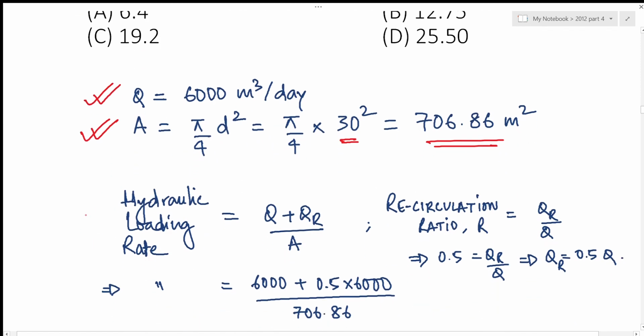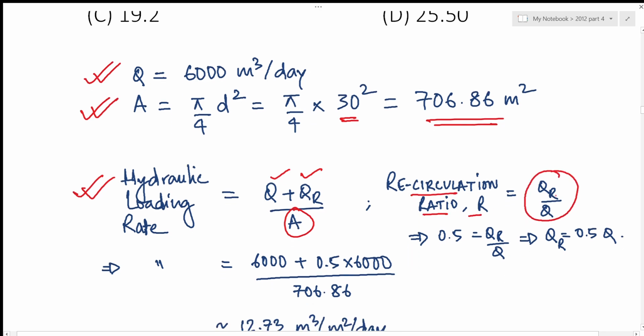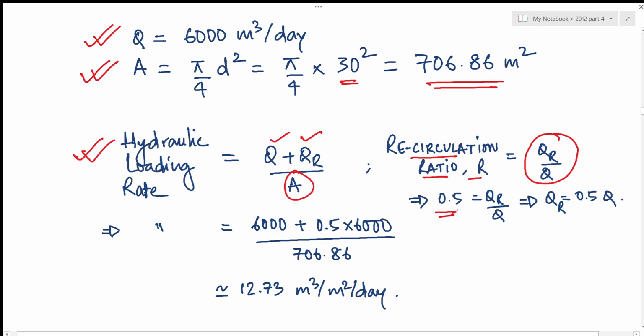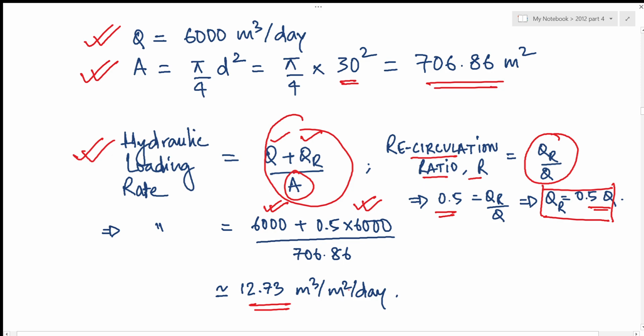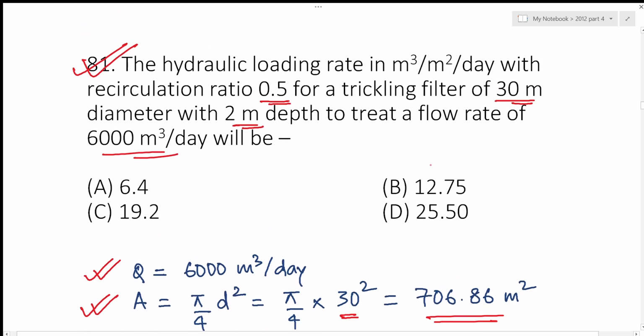Also, the hydraulic loading rate is given by Q plus QR by area, where the recirculation ratio is given by QR by Q. Just replace the recirculation value here, 0.5 equals QR by Q, and QR comes out to be 0.5 Q. So just replace the values in this particular formula, and the hydraulic loading rate would come out to be 6000 plus 0.5 times 6000, because QR is 0.5 times Q, divided by area. The answer would come out to be 12.73 meter cube per meter square per day. The nearest answer is B.